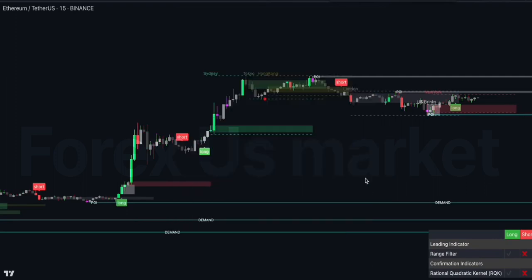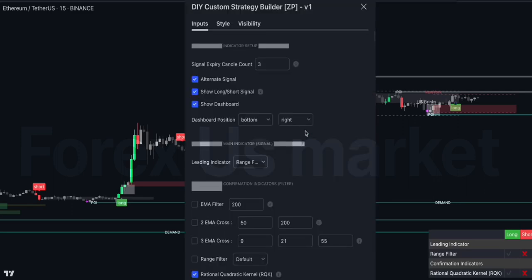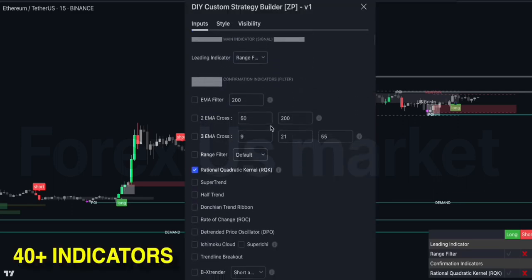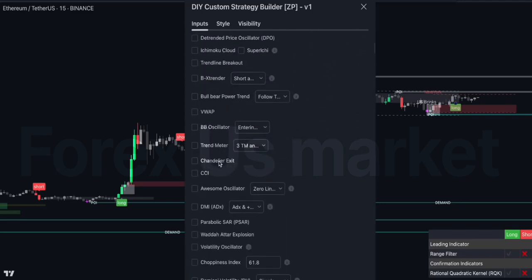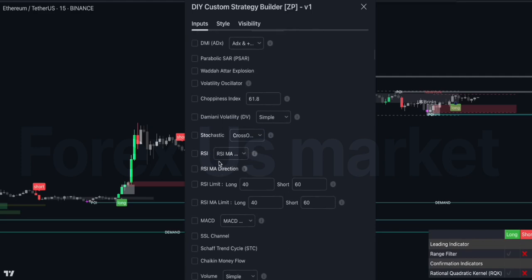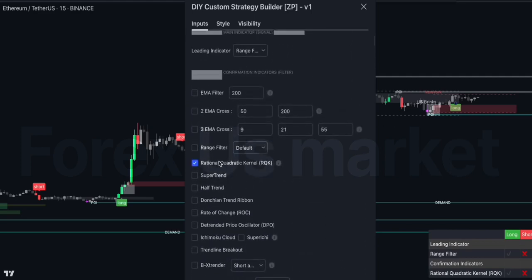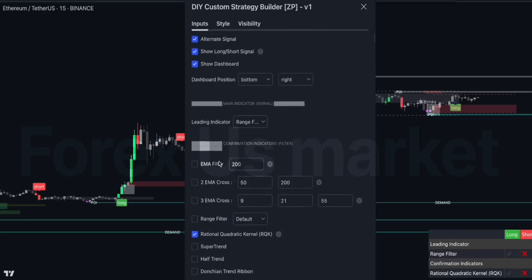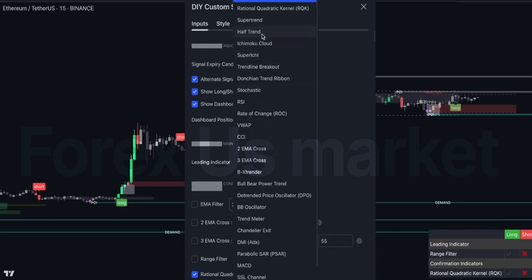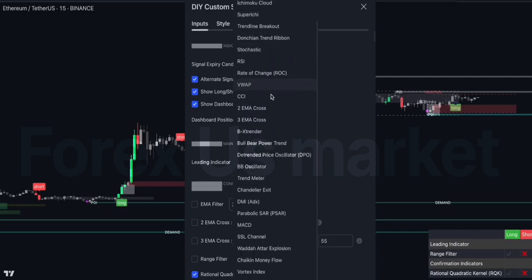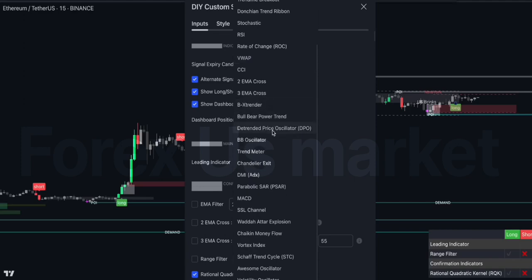In the indicator inputs, you can customize the accuracy of buy and sell signals. With more than 40 indicators available, you can select any combination you prefer, and the indicator will generate buy and sell signals accordingly. This is an alternative to the time-consuming process of manually confirming signals from multiple indicators. This tool simplifies the process by automatically printing buy and sell signals based on your chosen combination of first and second confirmation indicators.